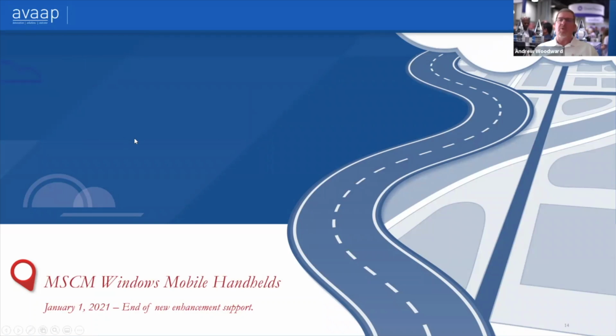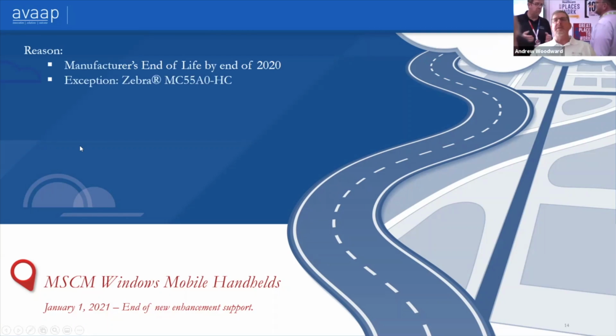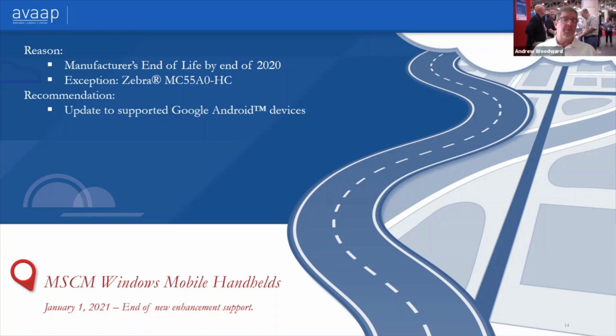On the Windows Mobile handheld, on January 1st of next year, they're going to end new enhancement support for these Windows Mobile devices. Now, the reason for this end of support so soon is basically on the older Windows Mobile devices, the manufacturer's ending life for these devices at the end of this year. The recommendation is to upgrade to any Google supported Android devices.